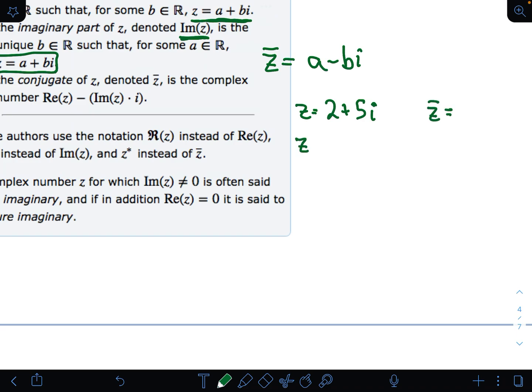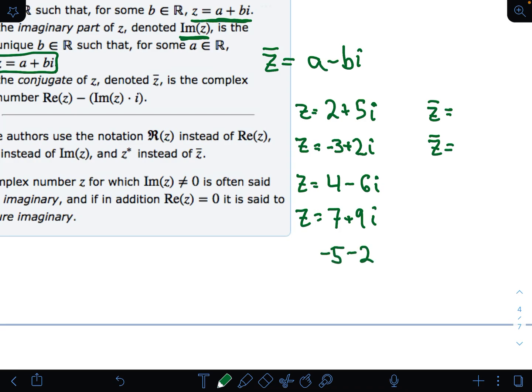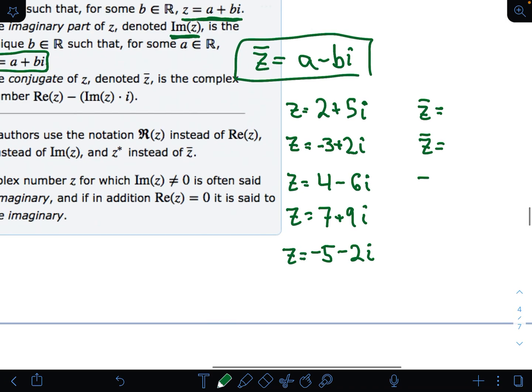If z equals -3 plus 2i, now what's z bar? And I would have just encouraged you to answer questions on these. 5 minus 6i, let's say I had 7 plus 9i. What if we had -5 minus 2i? So if I gave you those 5 examples here, what would you identify as the value of z bar?